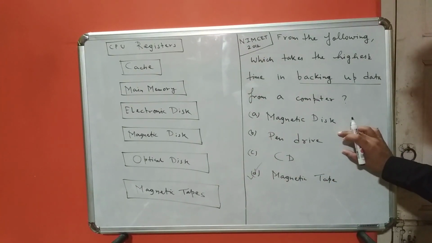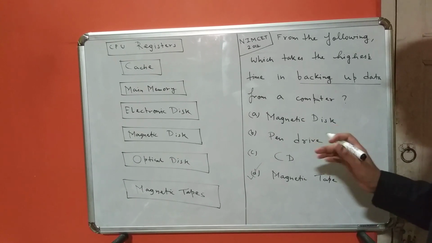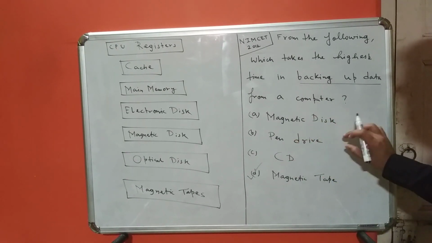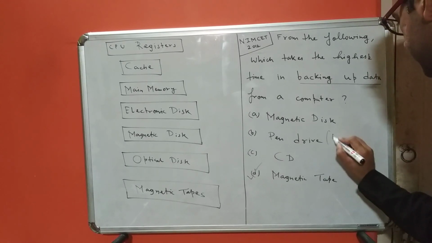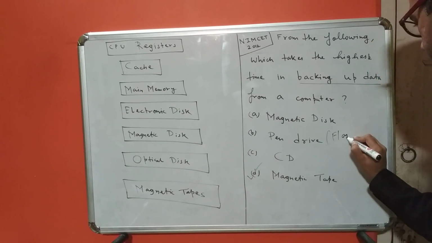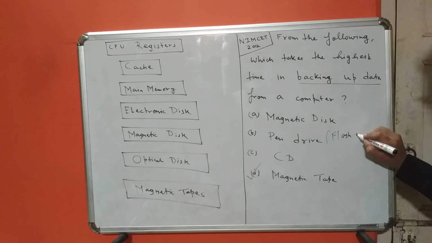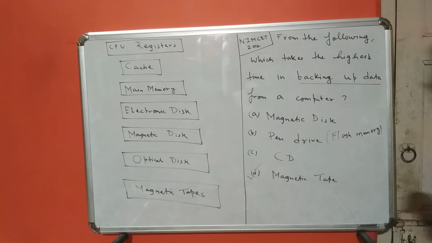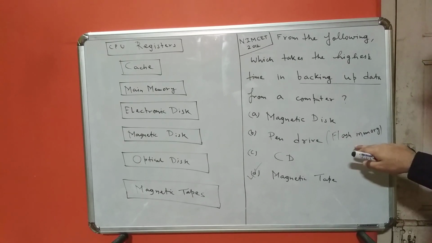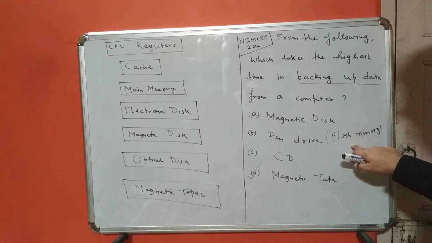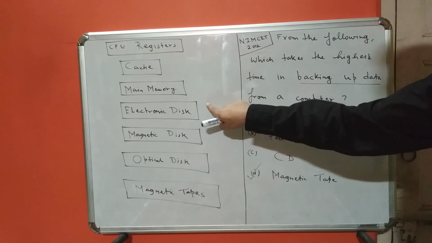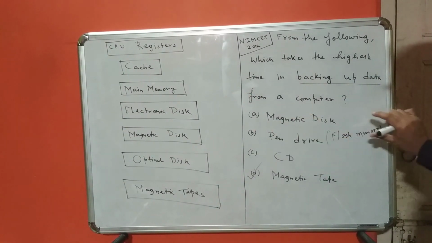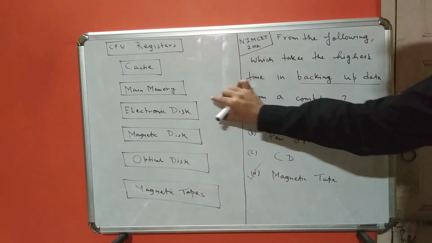Pen drive is a very informal term. The technical term would be flash memory. So pen drive is our flash memory. Now flash memory fits in the category of electronic disk. A type of electronic disk memory is flash memory. So pen drive goes here.